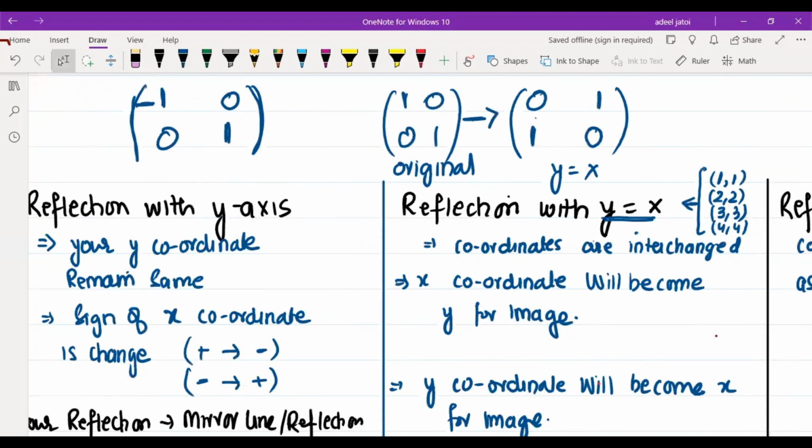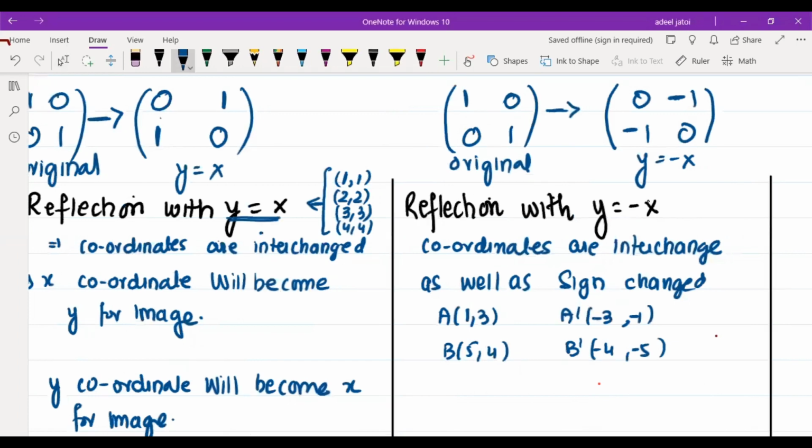When you have y is equal to minus x, so when you have 1001, this will become 011 and 0. So moving forward, because the coordinates are interchanged here, and then when the coordinates are interchanged with respect to y is equal to minus x, your signs are also interchanged. So 1001 will become 0 minus 1 and 0.